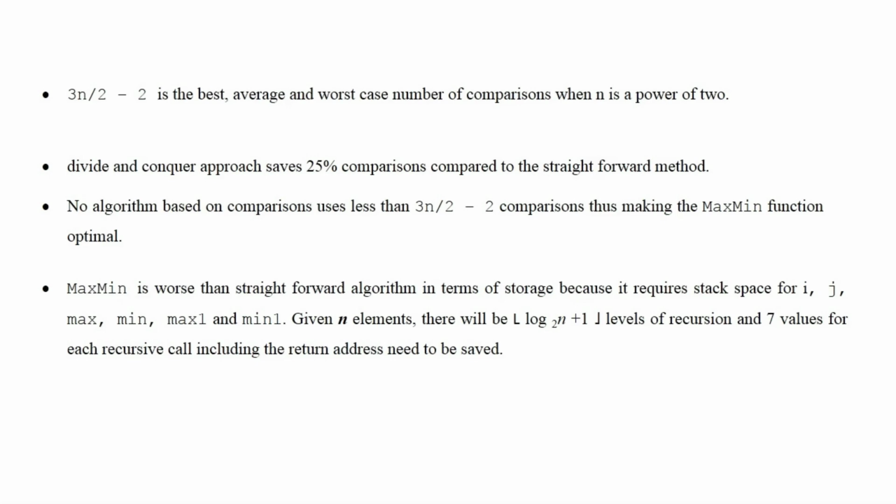So what is the worst case? Max min is worse than the straightforward algorithm in terms of storage, because it requires more space. It requires stack space for the variables i, j, max, min, max1 and min1, because when recursion is involved, we need more space on the stack to store some values. Given n elements, there will be log n to the base 2 plus 1 levels of recursion, and 7 values for each recursive call that need to be stored along with the return address. So storage is going to be required more, hence max min in terms of storage is not a good one.